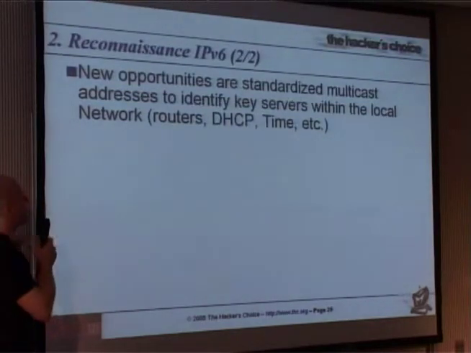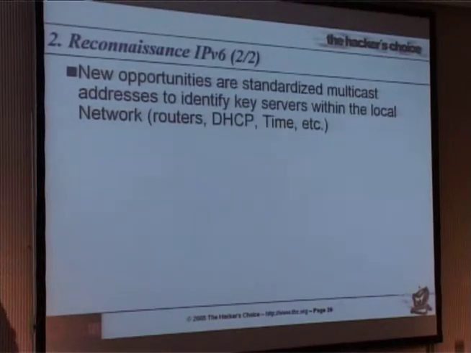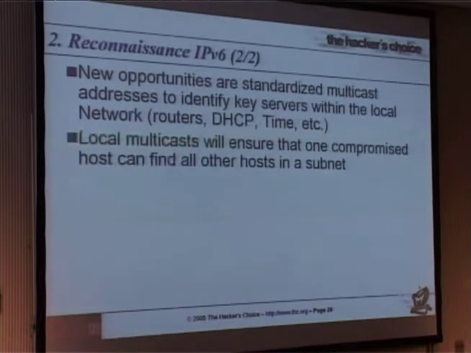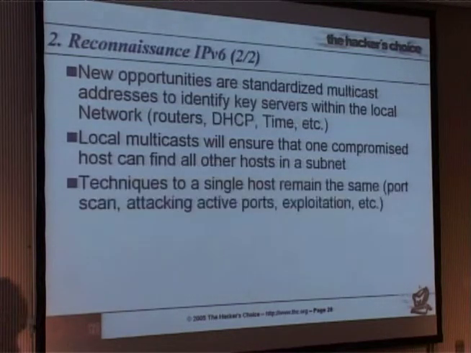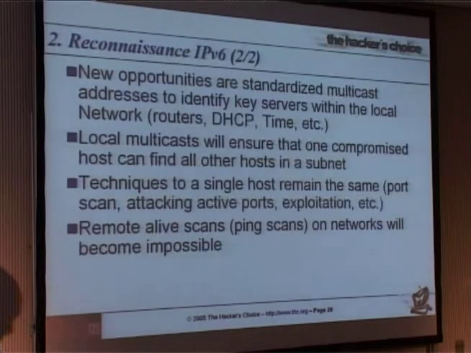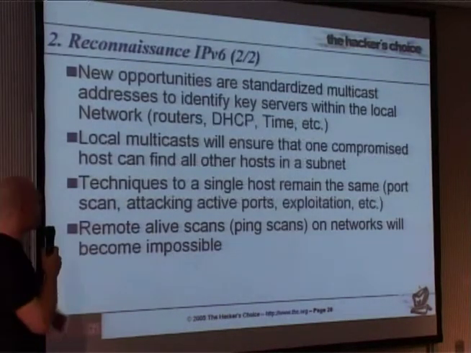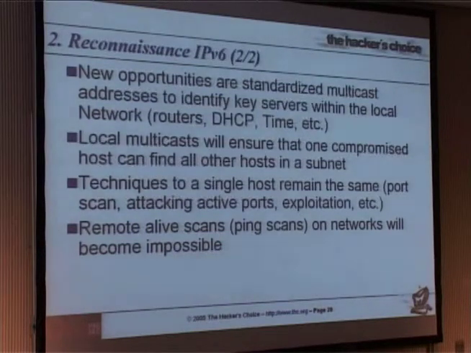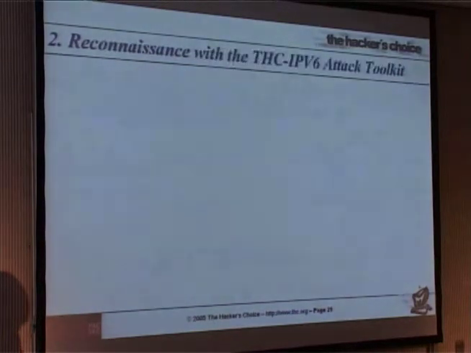We have some new opportunities, like the standard multicast to find out about routers, DHCP servers, time servers and so on. Once you've compromised one system, it's trivial to find all other systems on the same network. That's trivial, but you first have to get there. After that, everything stays the same. Once you know the system, you do the port scanning, look at which services are there, exploit them, and so on. But remote alive scans on networks will become impossible. And that's the basic point here.